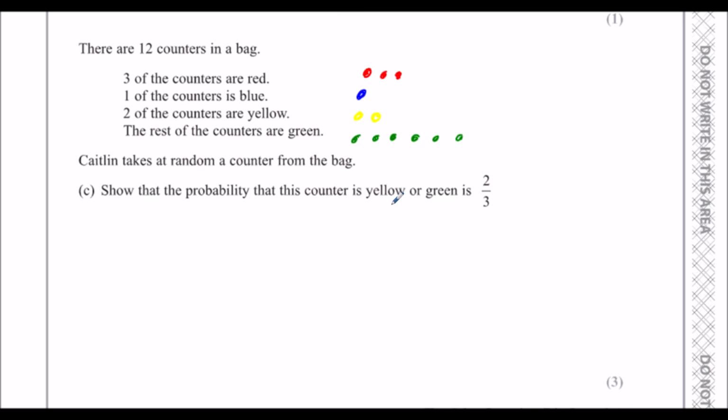Show the probability the counter is yellow or green is 2 out of 3. So we need to write down there are 12, take away the 3, the 1 and the 2. Take away all the other colours, gives us 6 green counters. So we know there's 6 green. There are 2 yellow.